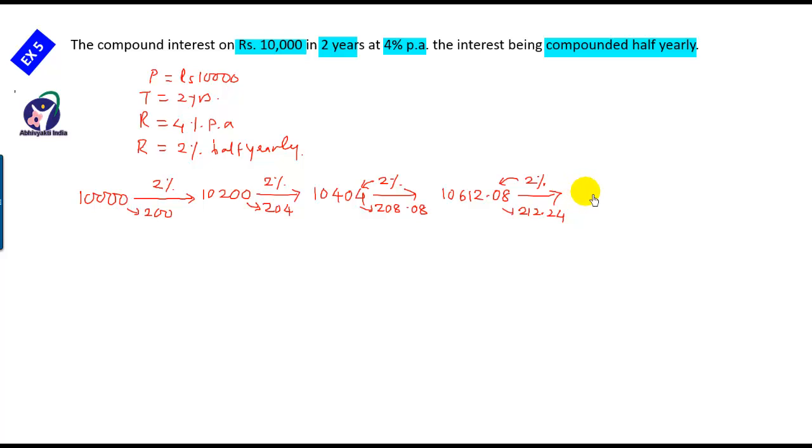So it will be 10,824.32. So initially it was 10,000. Now it is 10,824.32. It means the compound interest will be equal to 824.32.